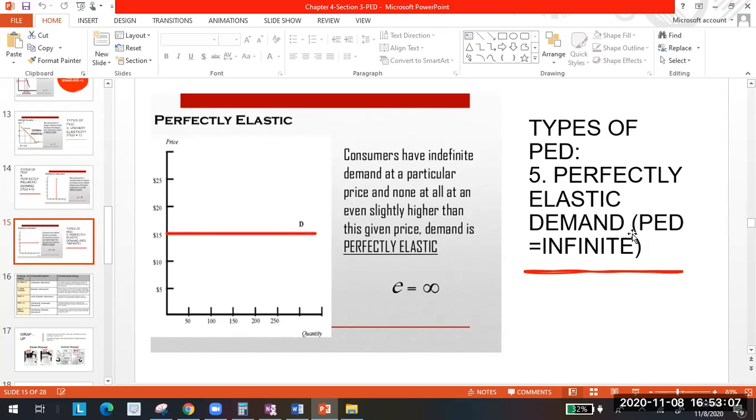Perfectly elastic. Consumers have indefinite demand at a particular price and not at all at an even slightly higher price than this given price. Demand is perfectly elastic. So are you getting this, or shall I explain to you? I think I get it. Does it mean that consumers have an independent change in demand, like it keeps staying the same regardless of the change in price?